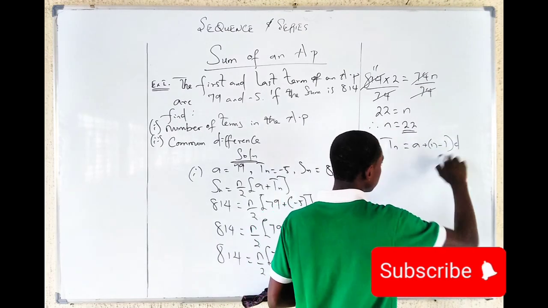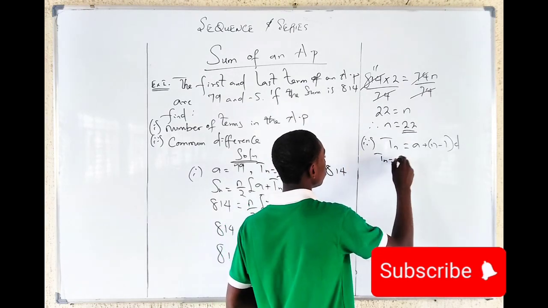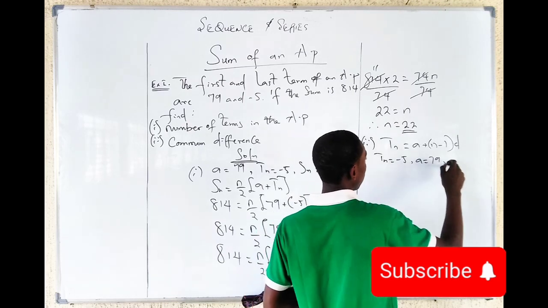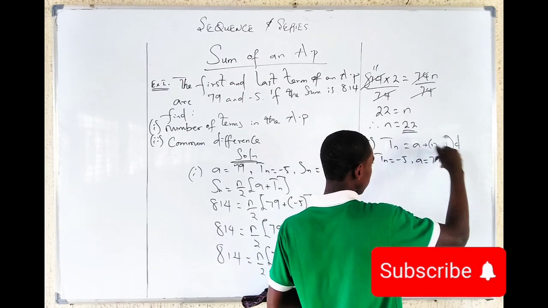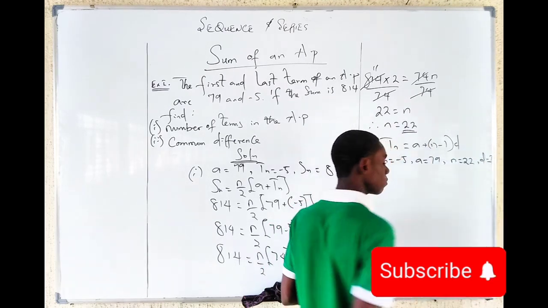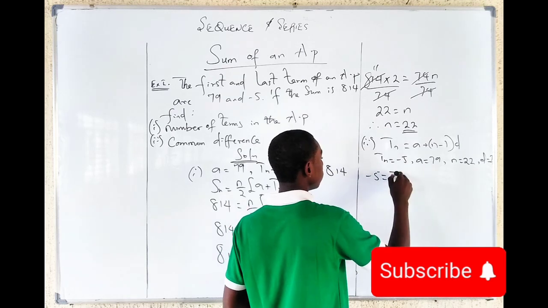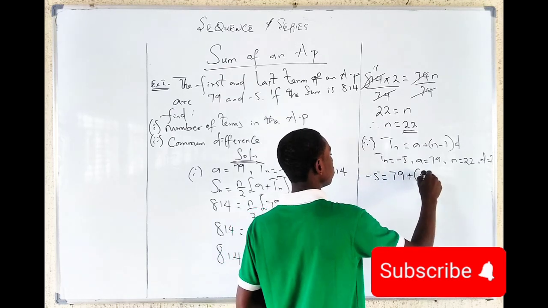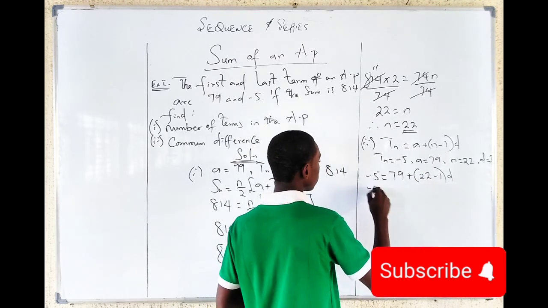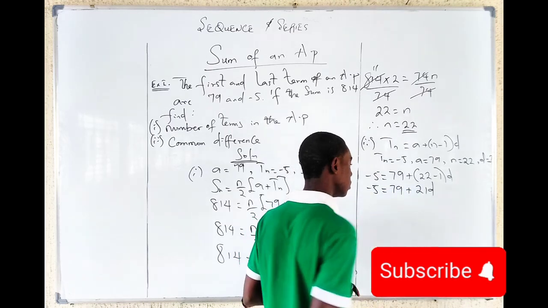So in solving this, I'll just substitute all the values we have. They are giving us T of n to be minus 5. A is 79. We already have our n to be 22, which is here. Then we are asked to find our D. So substitute all this into it. Minus 5 will be equal to 79 plus 22 minus 1 multiplied by D. So doing this, minus 5 will be equal to 79 plus 21D.